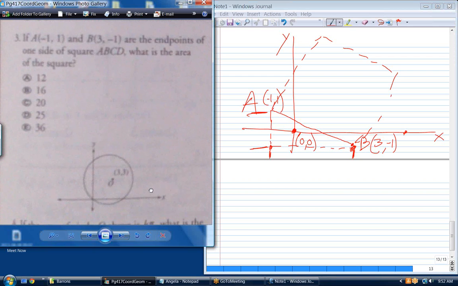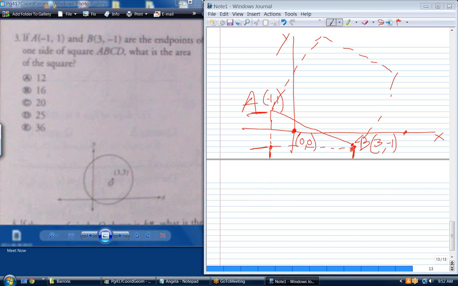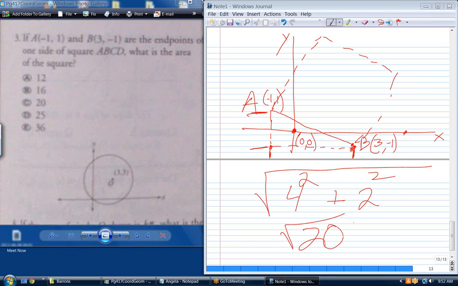I think so, because, well, it would be 3 minus -1, so 4 squared, plus -1 minus 1, no, yeah, 2 squared. No, I got it. Okay, so what is that? 16 plus 4, square root of 20. So the area of the square is that squared, which is 20.